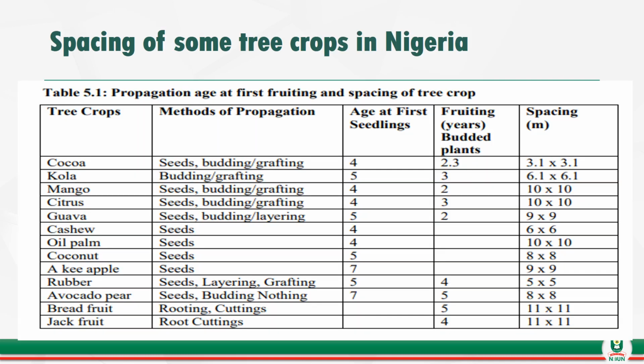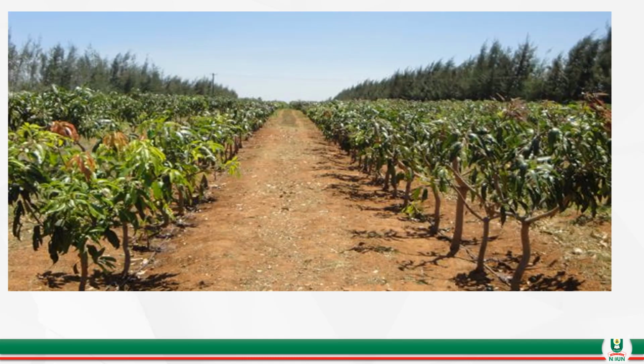These are the various spacings for various tree crops in Nigeria. For cocoa, we'll plant it at 3.1 by 3.1 meters. Mango is 10 meters by 10 meters. If you look at cashew, we'll plant at 6 meters by 6 meters. Oil palm is 10 meters by 10 meters, et cetera.